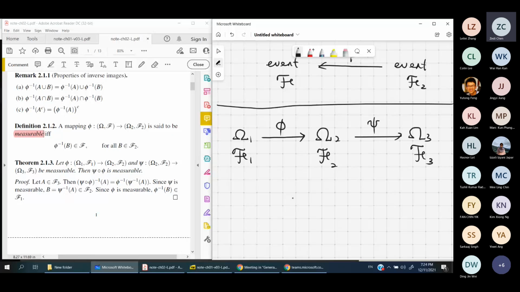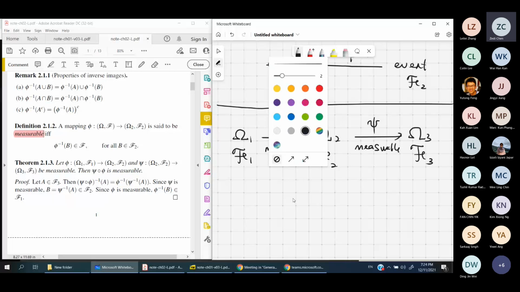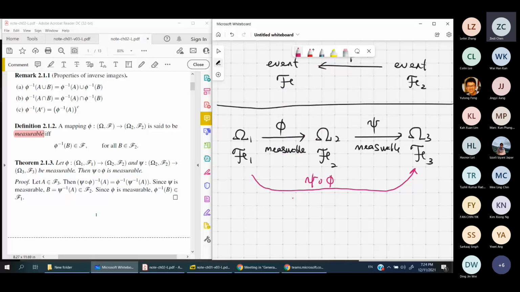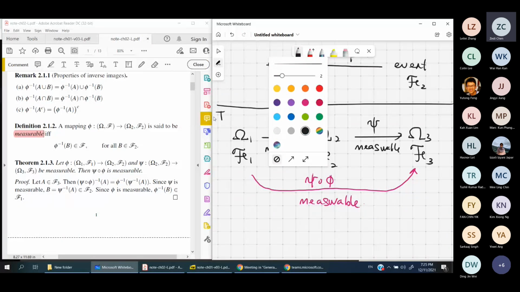Okay, so if phi is measurable and psi is also measurable, then the combination, which goes from here to here, this one combined with this, is also measurable. So this is our theorem, the picture to describe our theorem, 2.1.3.